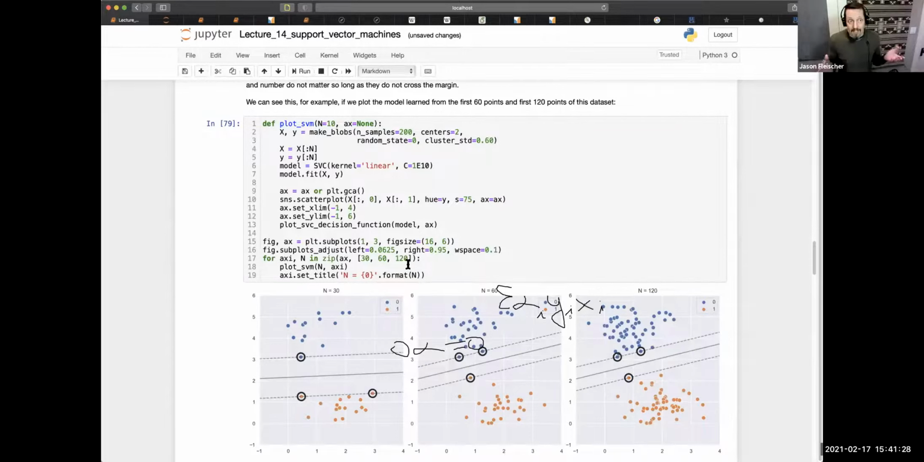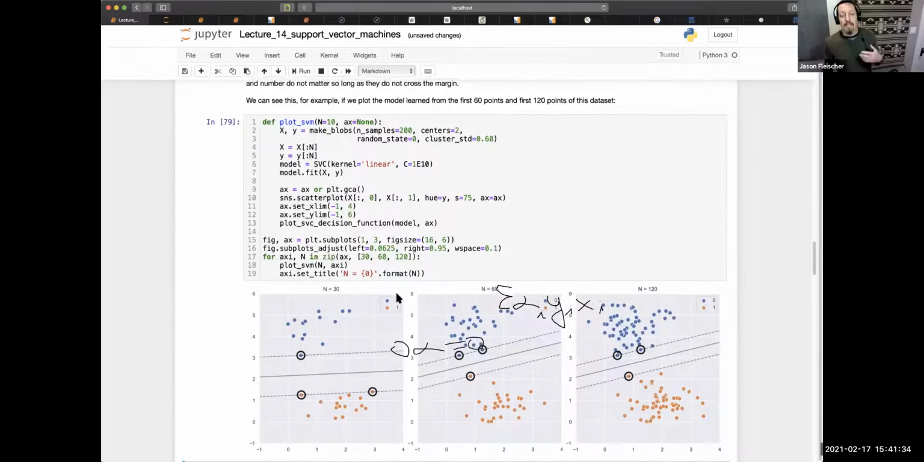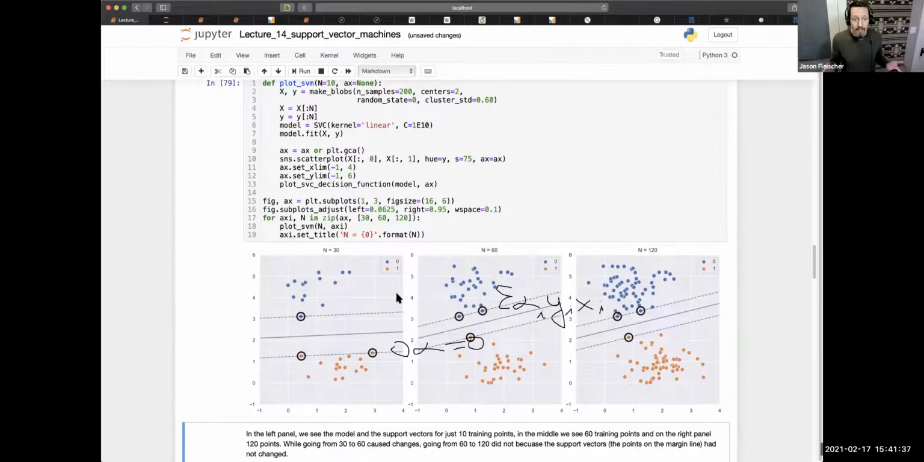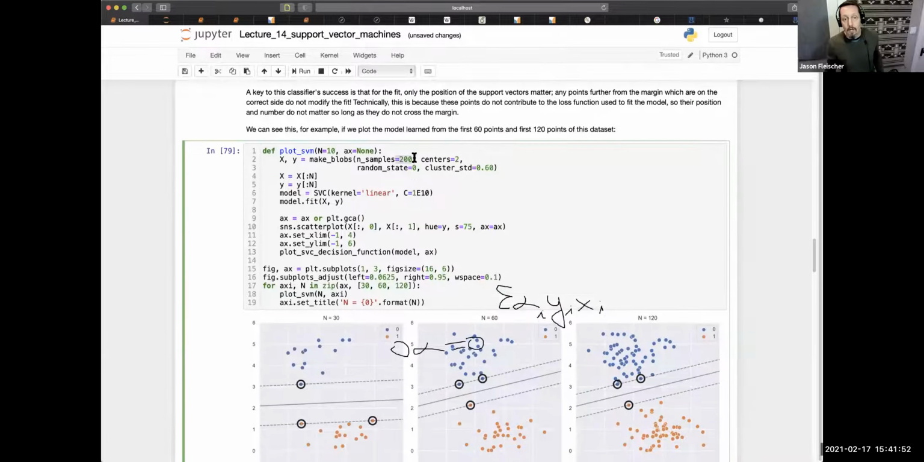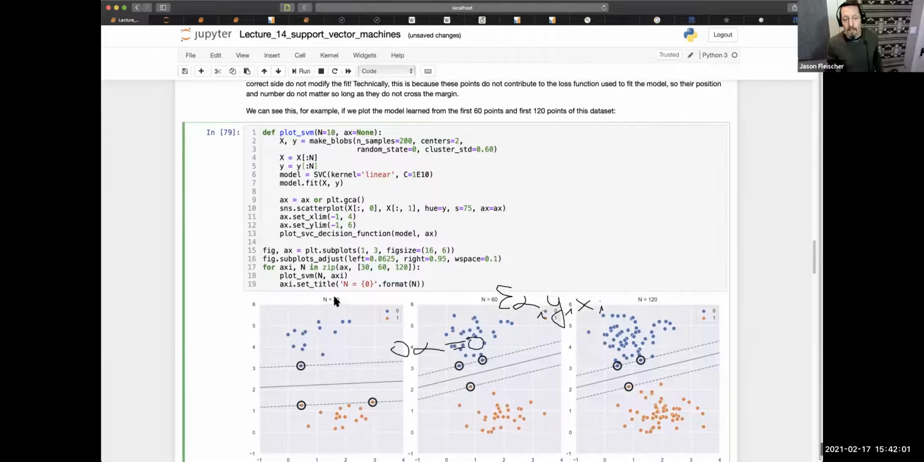Right. Another nice thing about all this is that the support vectors being the only important points means that this is relatively robust to resampling, right? As long as you end up resampling those important points, you're going to get the same solution. So here we created 200 data points in the blob in the training set, but we only used the first 30 data points, and then the 60, and then the 120. Sorry, I just realized I should clear these annotations. Okay.